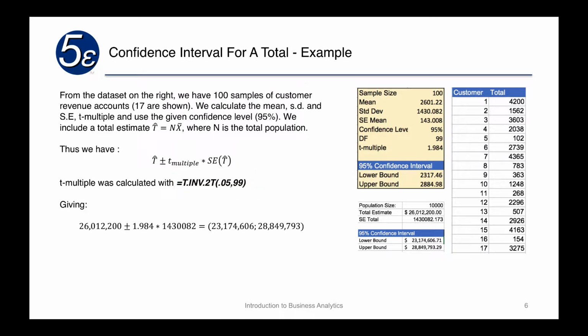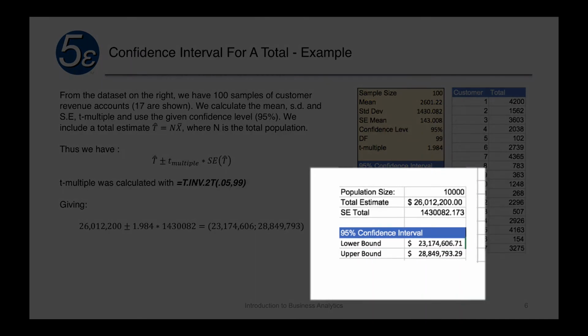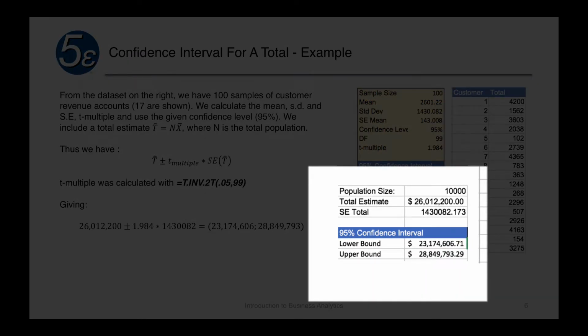So therefore, in order to calculate it, at the bottom we have another set of boxes which says our total population size is going to be 10,000. So our total estimate is going to be our mean, which was 2601, times the 10,000, giving us 26 million. Our standard error total, which we calculated, is going to be 1430082.